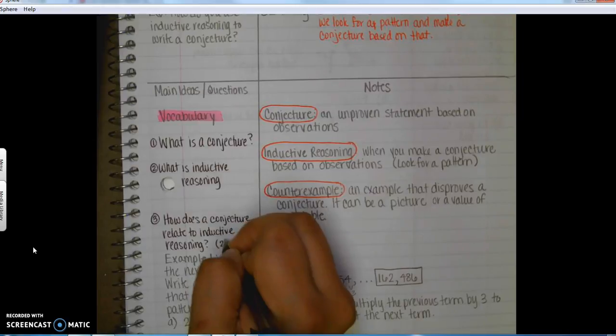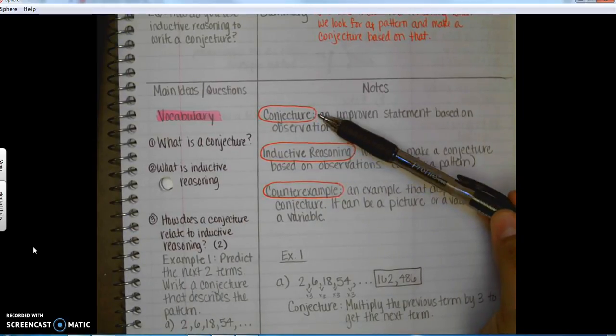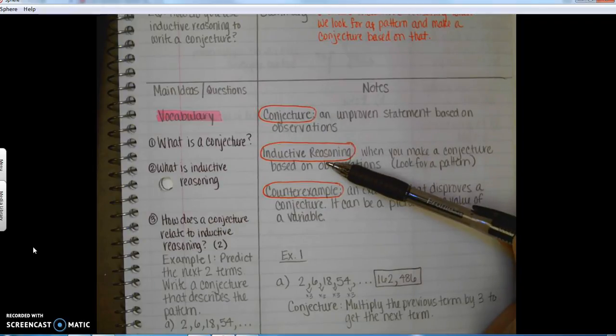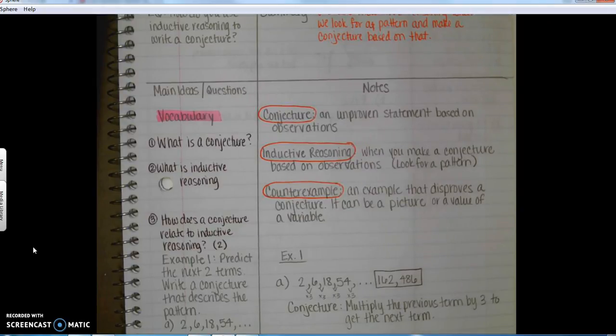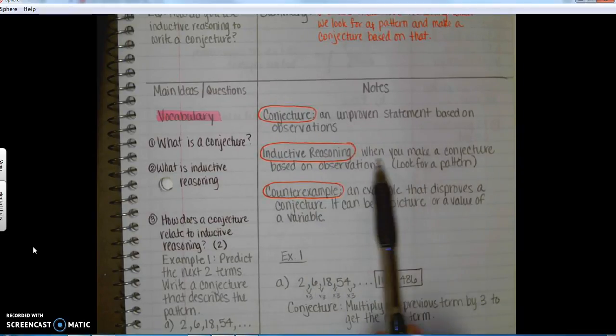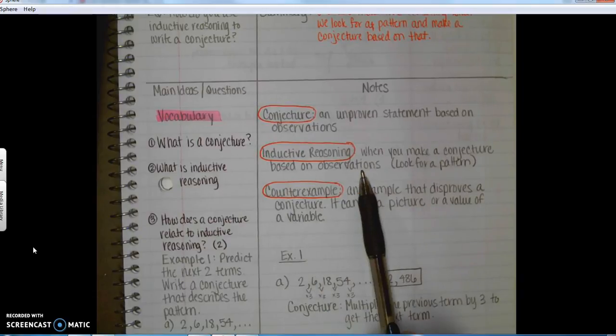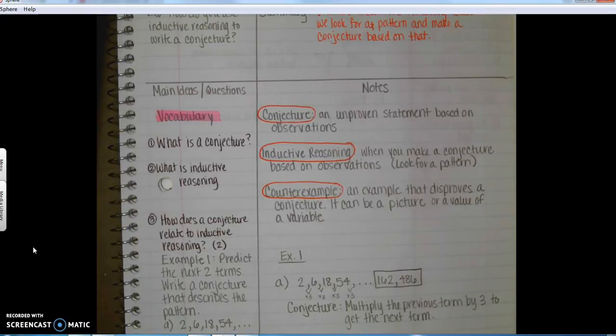So then that is a level 2 question. I'll put a 2 here, because they're not just rattling off, here's the definition for conjecture, here's the definition for inductive reasoning. They have to go a step further. They're going to read those definitions, and then they have to tell how they relate to each other. So my hope is that they look and see, oh, conjecture is an unproven statement based on observations. Inductive reasoning is when you make a conjecture based on observations. And so you can kind of make that connection as to how they relate.